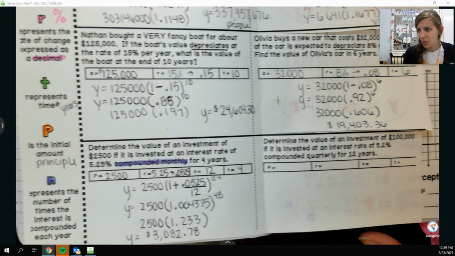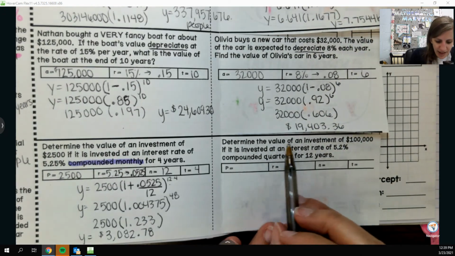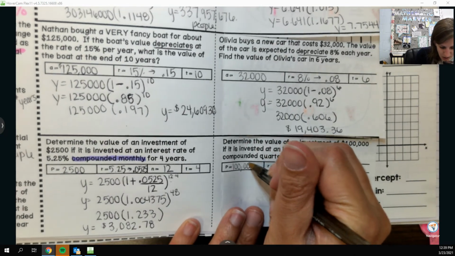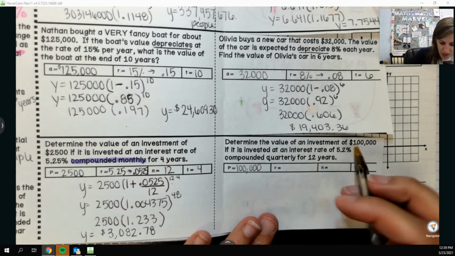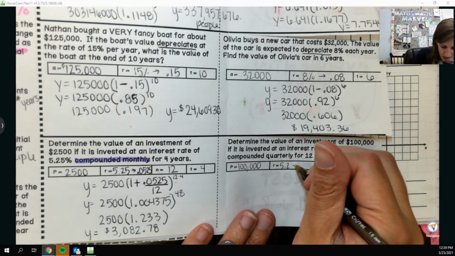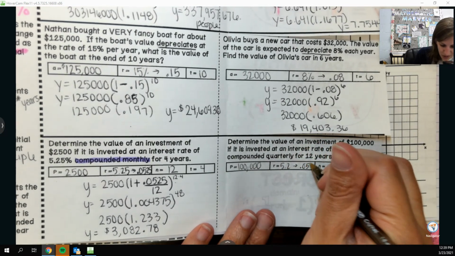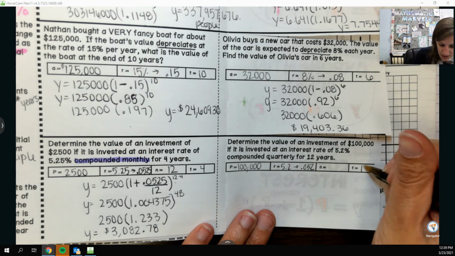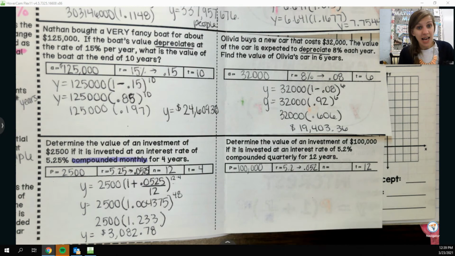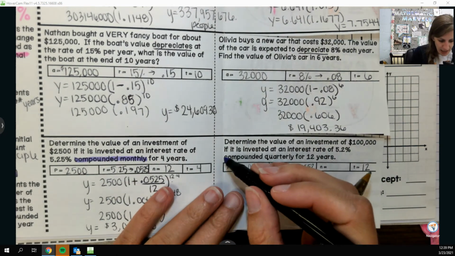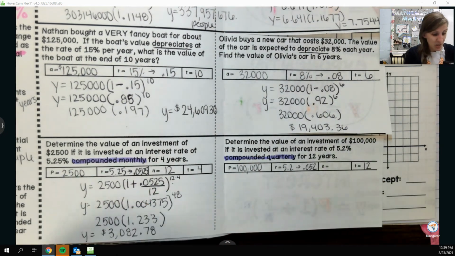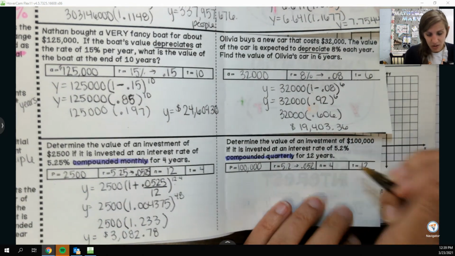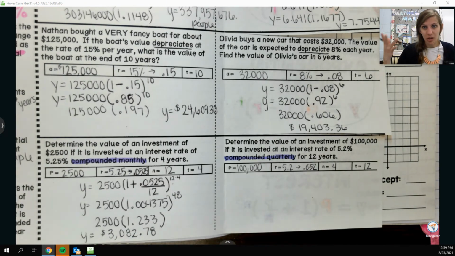Let's try one more. Determine the value of an investment of $100,000. So that is my principal amount. Invested at an interest rate of 5.2%, which changes to 0.052. Compounded quarterly for 12 years. So 12 years. Now this time, compounded quarterly. So how many times does a quarter happen in a year? And hopefully it's what you expect, and that is 4. There are 4 quarters in a year, so 4.